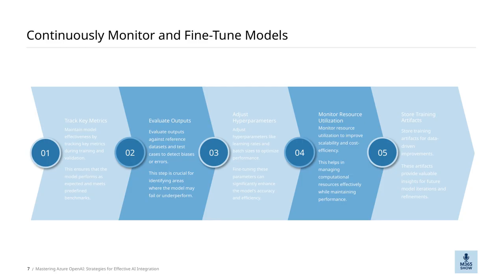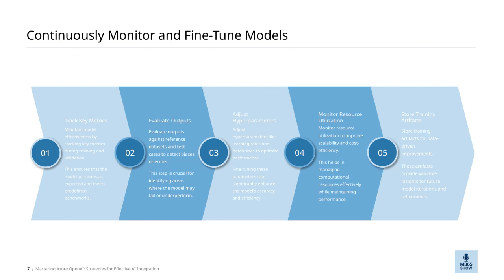Next, evaluating outputs against reference datasets and test cases is crucial. This step allows us to identify biases or errors that might be creeping into the model's predictions. It's a vital part of maintaining model integrity and reliability, especially as we deal with complex real-world data. Then, we move on to fine-tuning hyperparameters, like learning rates and batch sizes. Tweaking these parameters can have a significant impact on the model's accuracy and efficiency. Small adjustments here can lead to big improvements in overall performance.